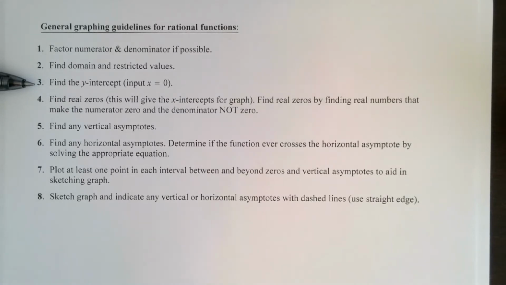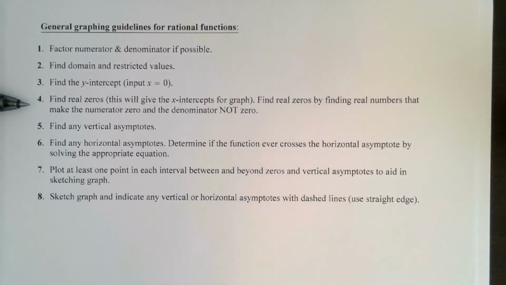What's the output? Now there is one exception with rational functions. It is possible that x equals 0 is a restricted value. In that case, what's happening? We can either have a vertical asymptote or we can have a hole in the graph. And so it is possible for rational functions not to have a y-intercept.